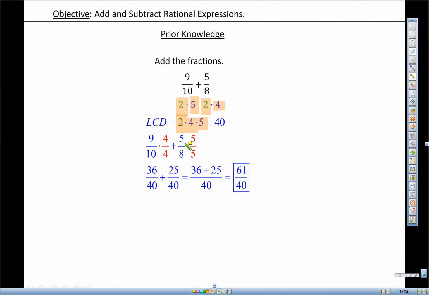Then we have to multiply each fraction by a ratio of 1 so that our denominators become that lowest common denominator. And once those denominators are the same, then we can add the numerator values together. And if necessary, we would reduce the final fraction, which again has the denominator of the LCD. And then if it reduces, it would change.